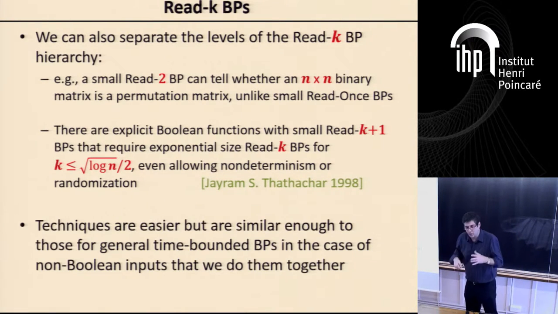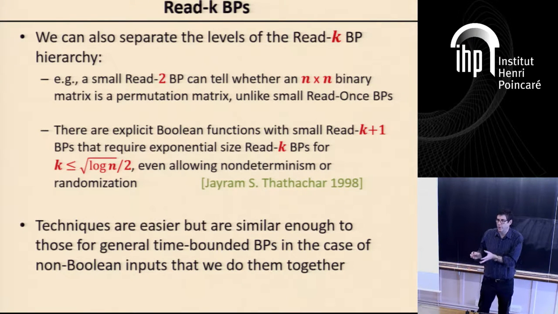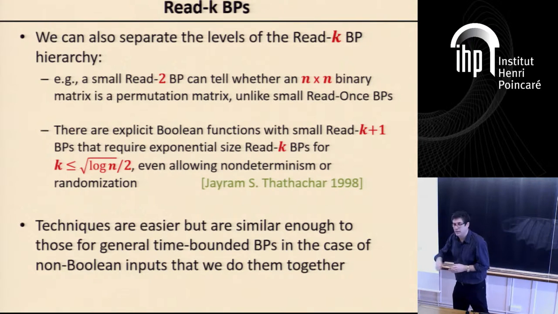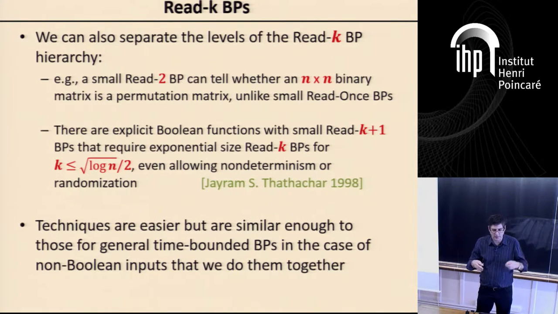The techniques are easier than the ones for general branching programs, but they're close enough that I'm not going to talk about them separately. They inspired the results that we're going to know about general branching programs, and particularly in the case of non-Boolean inputs. This is like the element distinctness problem where you get to read a whole number at once. Okay, so I'm just going to do the results for them together.